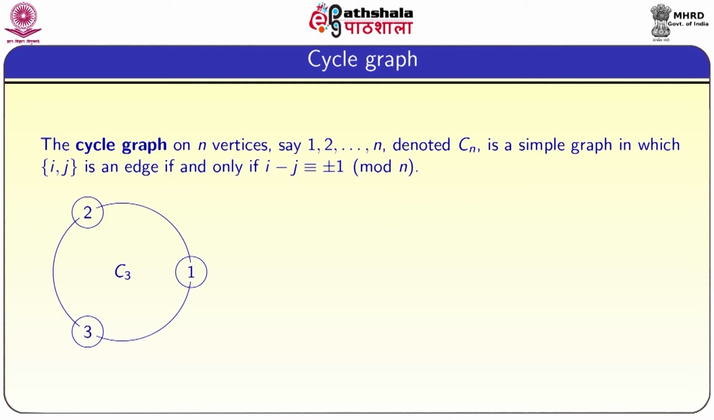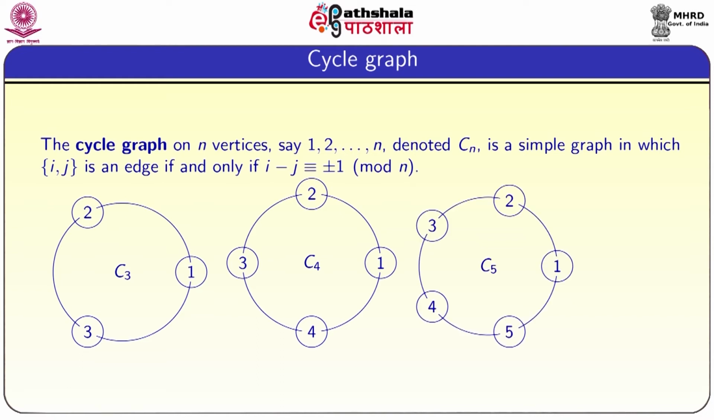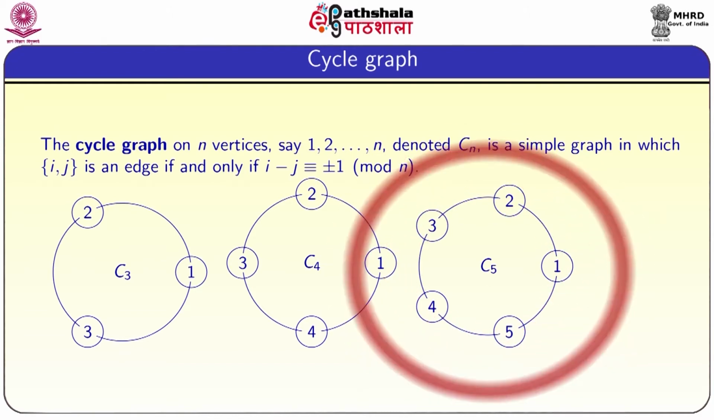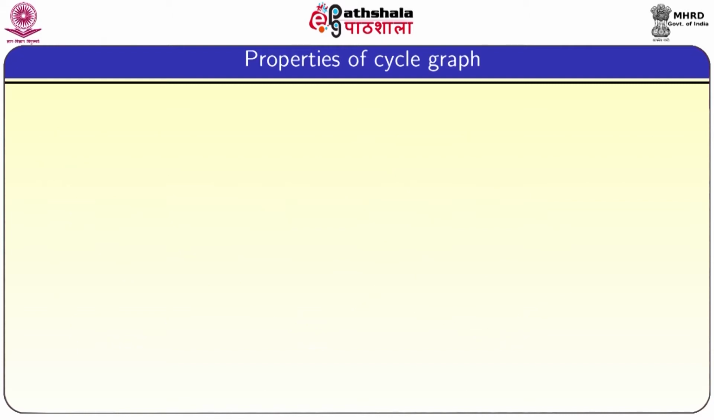If you look at this graph, this is a cycle graph with three vertices 1, 2, 3, and there is an edge from 1 to 2 as well as 1 to 3. That's why we say that i minus j is equal to plus or minus 1 modulo n. And C4, the cycle graph with four vertices, has edges 1 to 2, 2 to 3 and 3 to 4, and then there is a cycle graph with five vertices. You can see that here the degree of each vertex is 2 and all the vertices form a cycle. So now let us see the properties of the cycle graph.